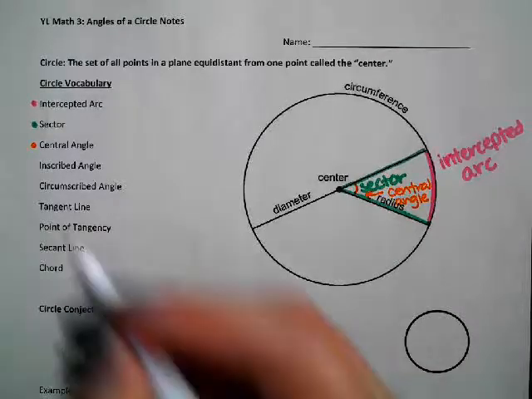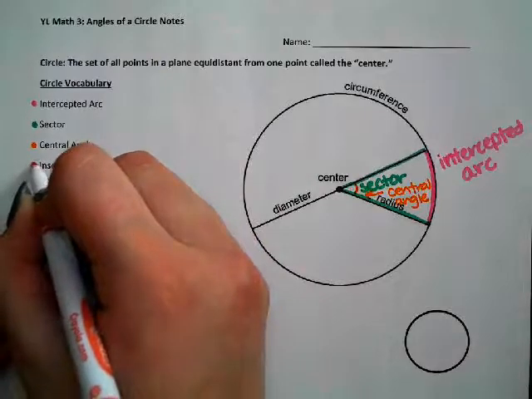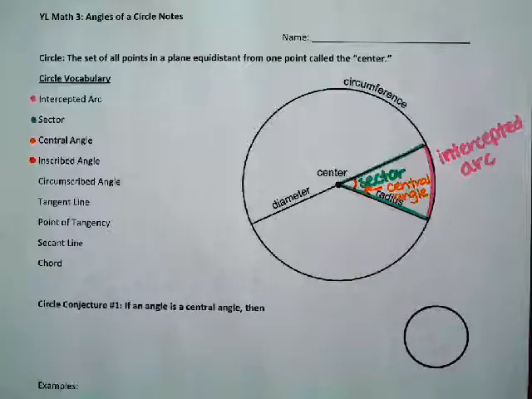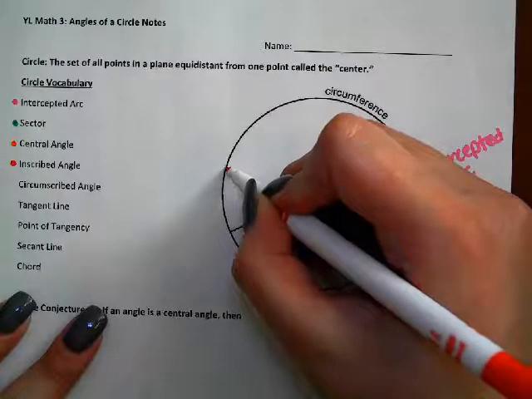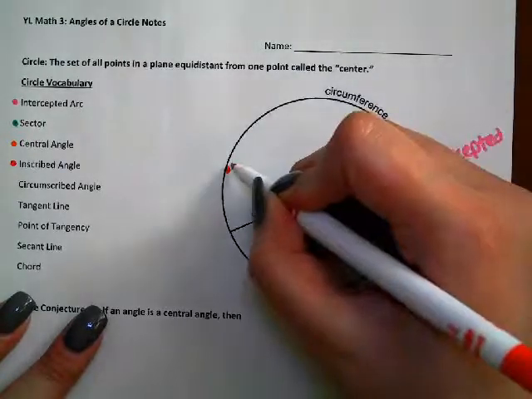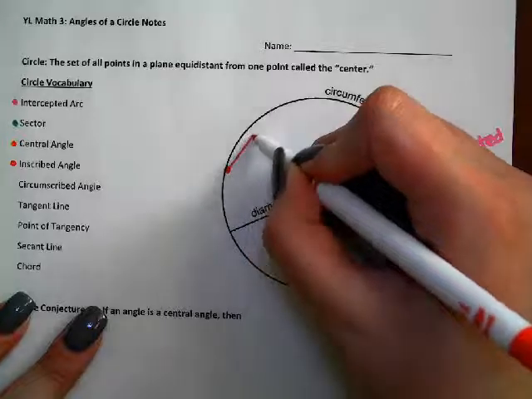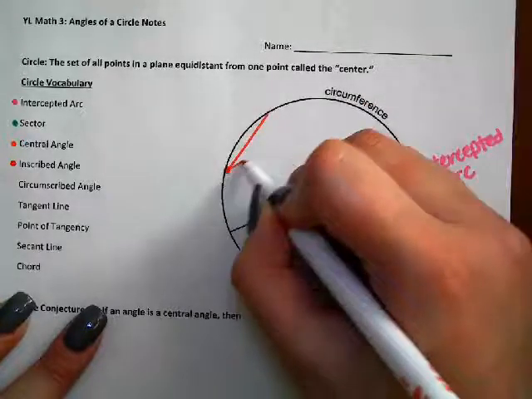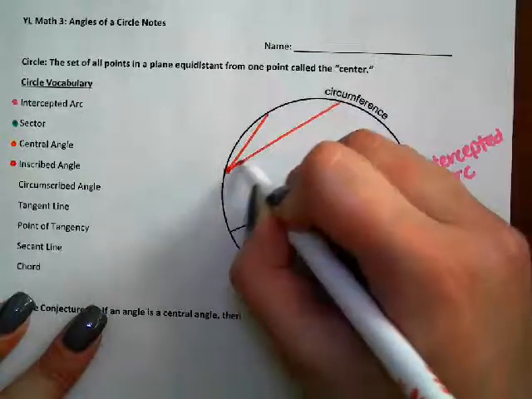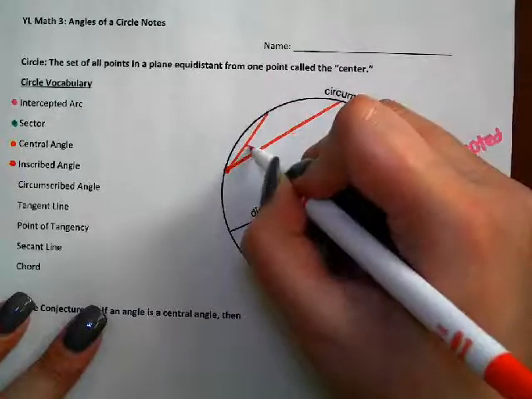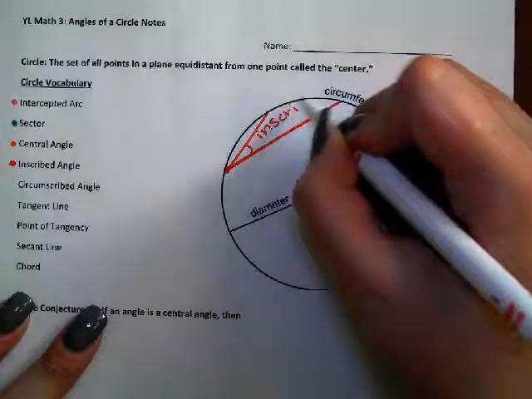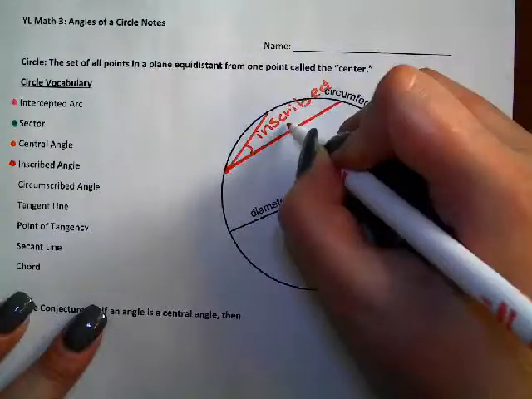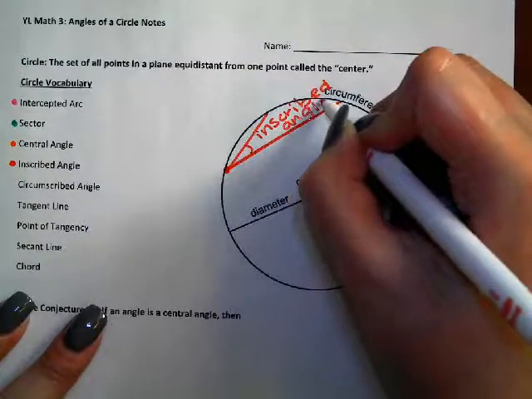Next, we have an inscribed angle. So this is an angle that is not made with the center of a circle, but it is made with the vertex still inside the circle. So the vertex is like the pointed part of the angle. All right, there is an inscribed angle.